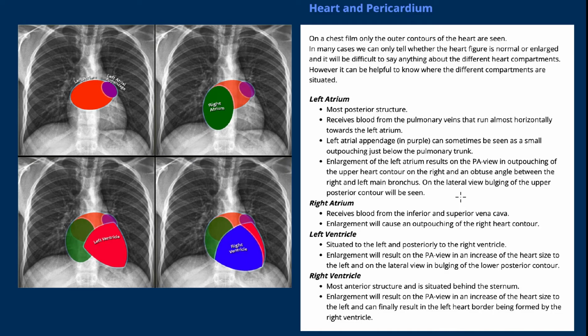For the heart and pericardium, this is also from Radiology Assistant. On a chest film, you're usually only able to tell if the heart is normal or enlarged, but it is important to be able to point out a few structures. The left atrium over here is your most posterior structure. If you ever have enlargement of your right atrium, which is over here, you'll have an outpouching of this right heart contour. The left ventricle is over here, and if you have an enlargement, it's going to cause an increase of the heart size to the left.